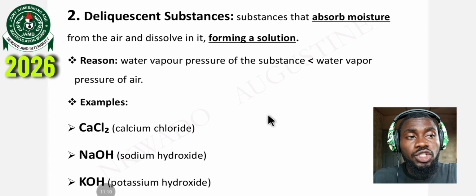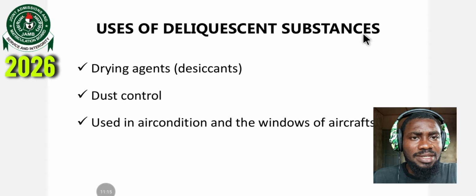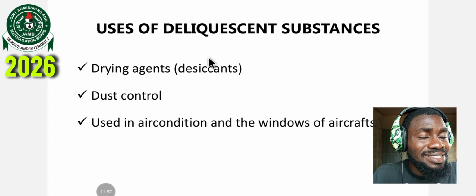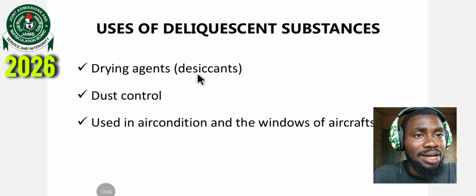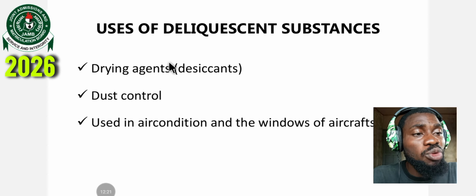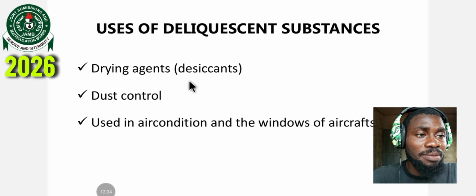Let's look at the uses of deliquescent substances. Number 1, drying agents. They are used as what? Drying agents or desiccants. If you buy some grocery products, you are going to see a substance in it that is packed in a paper material. It is going to be labeled desiccants, or sometimes you can see silica gel. It is used to absorb moisture so that atmospheric moisture doesn't accumulate in that grocery item.